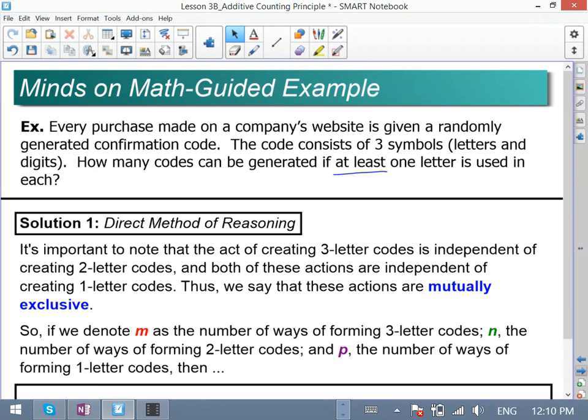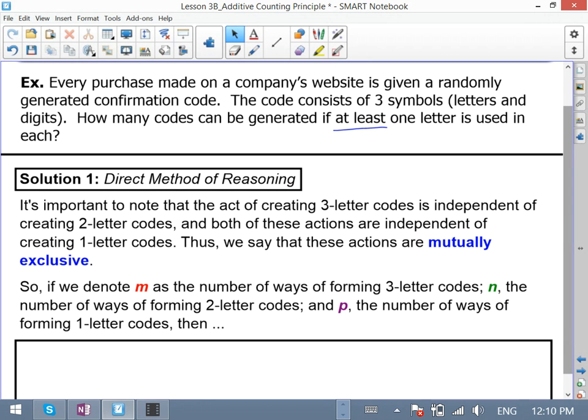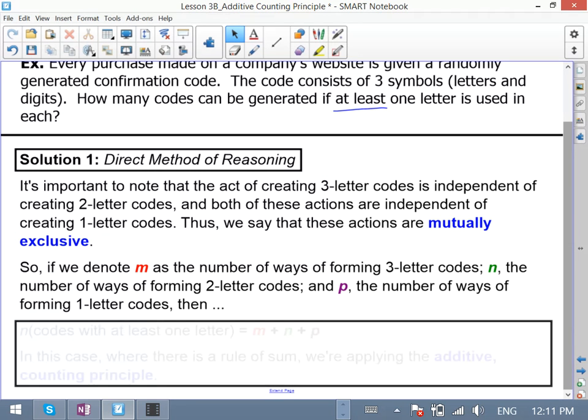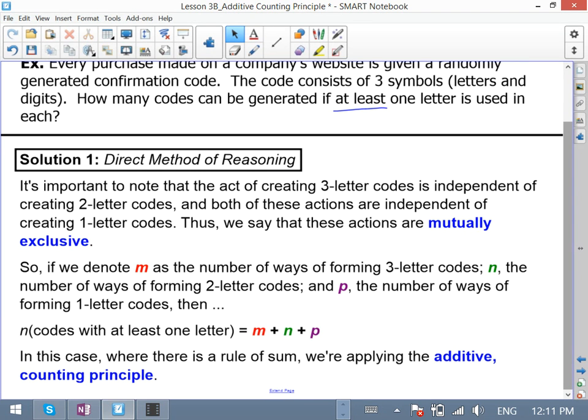So if we denote by M the number of 3-letter codes, N the number of 2-letter codes, and P the number of 1-letter codes, then we can write the following statement. The number of codes with at least 1 letter is M plus N plus P. Note the difference. With the fundamental principle, we were multiplying. With the additive principle, which is what we have here, for independent or mutually exclusive events or actions, we use the additive principle, sometimes called the rule of sum.